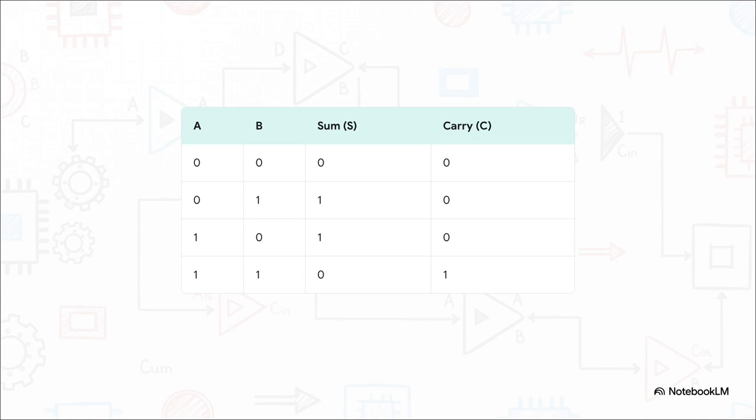Now, the first few rows are easy. 0 plus 0 is 0. 1 plus 0 is 1. No big deal. But look at that last row. 1 plus 1. In binary, the answer is 1, 0, which is just how we represent the number 2. So the sum output is 0, and we generate a carry of 1. This idea of carrying over, it's absolutely crucial for everything that comes next.